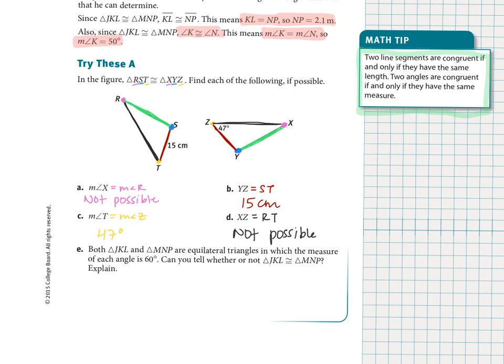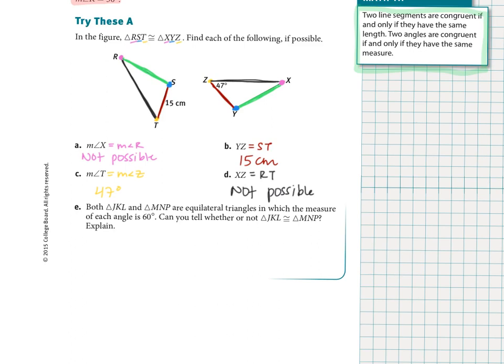So what we're going to go ahead and do is start to look at part E, which kind of built off of what we did initially, but it's kind of a problem of its own. It says both triangle JKL and triangle MNP are equilateral triangles in which the measure of each angle is 60 degrees. So what would be good is to draw triangle JKL. I'm going to draw that equilateral triangle, meaning that all three sides are going to be the same, right? They're all going to be equal to each other, and the angles will too.